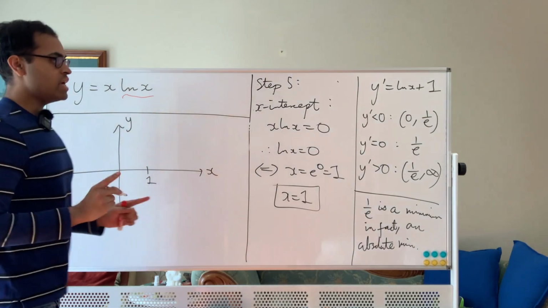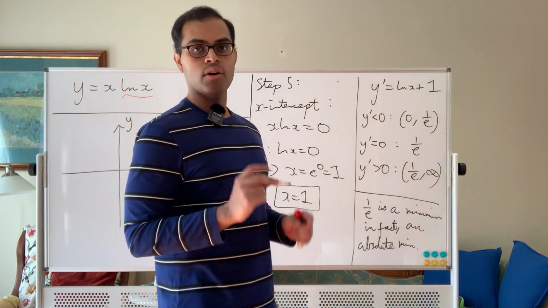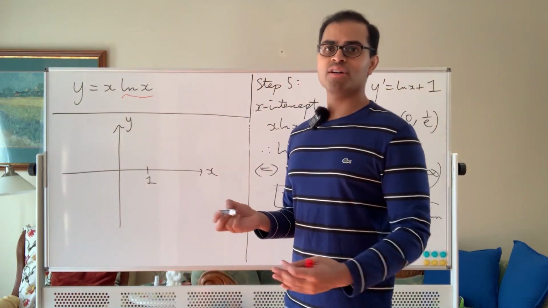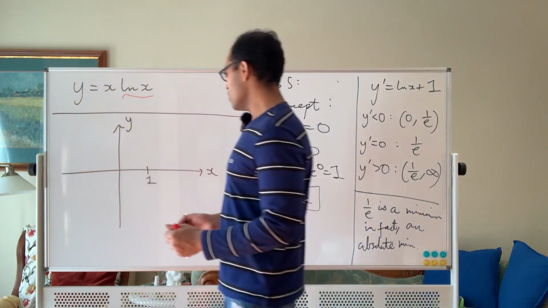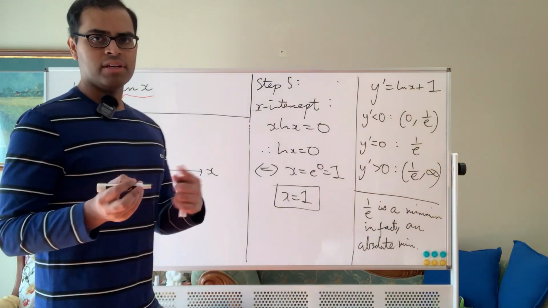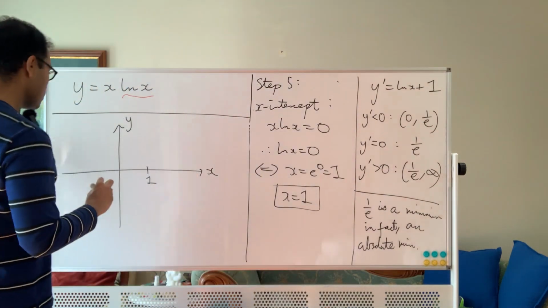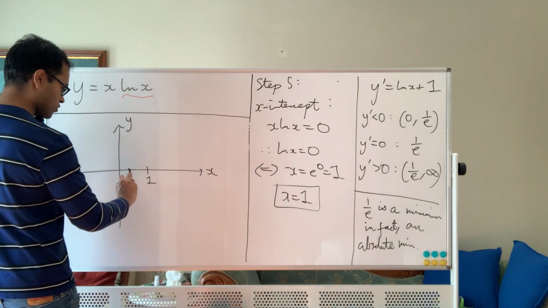We know 1 over e was where the critical point was. Now 1 over e is less than 1, and in fact even less than a half, because e is 2.7 something. So 1 over e is going to be somewhere here.